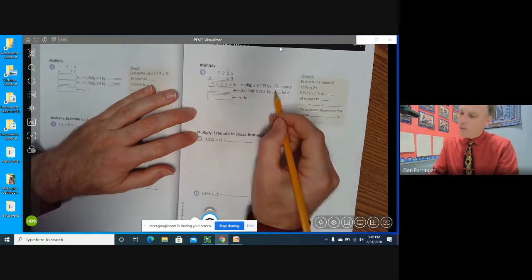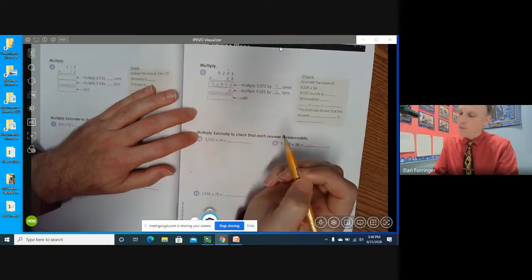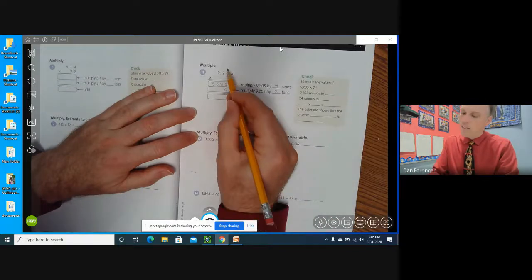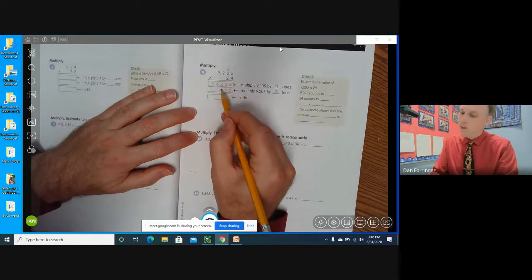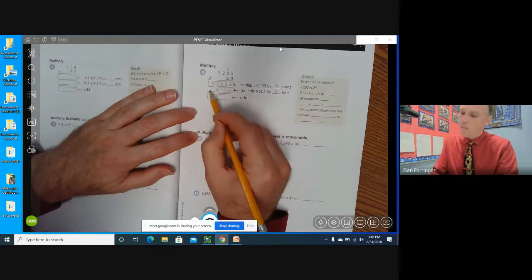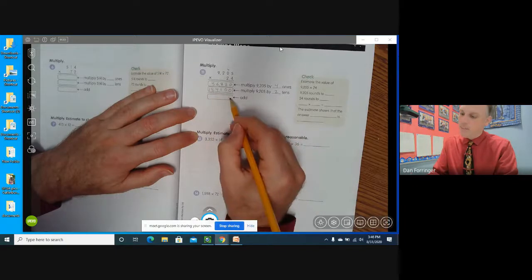Next, I'm going to multiply by 2 tens, which is really 20. So I'm going to start off by putting my 0. 2 times 5 is 10. 2 times 0 is 0, plus 1 is 1. 2 times 2 is 4. 2 times 9 is 18. Add these together to get my final answer.